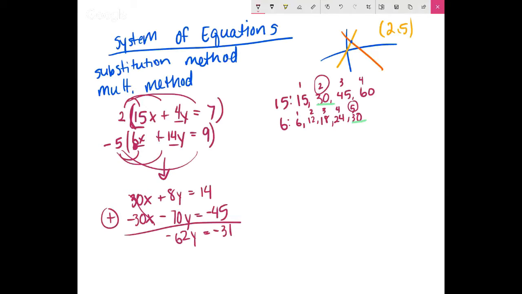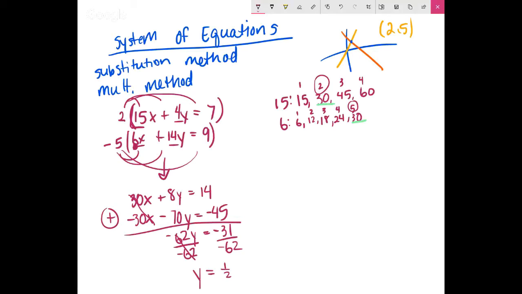We want y by itself, so we divide by 62 on both sides. Okay? Negative 62 divided by 62 is 1, and 1 times y is y. And then negative 31 is actually half of negative 62. So this answer is going to be 1/2, because negative divided by negative is positive, and so our answer is going to be positive.